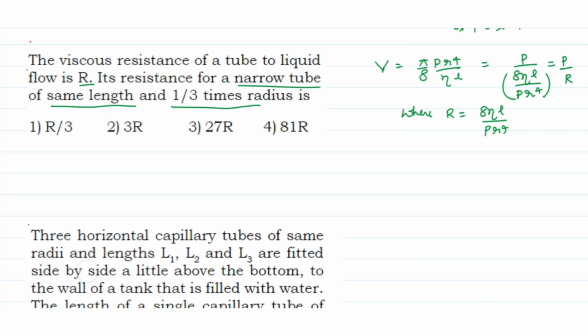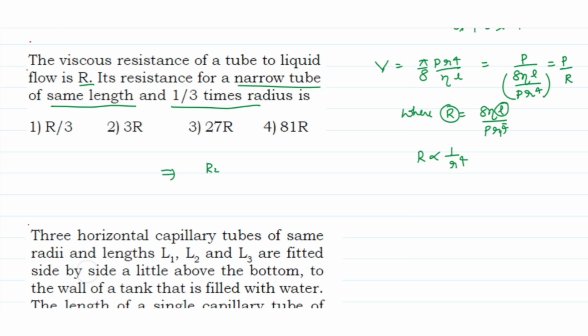Now you just relate the resistance value with the length. The length is of course a constant value. How it is related to the radius is through R⁴. So the resistance R is directly proportional to 1 by r⁴. Capital R is the resistance value, small r is the radius.